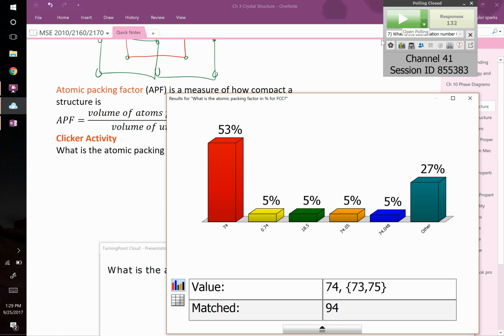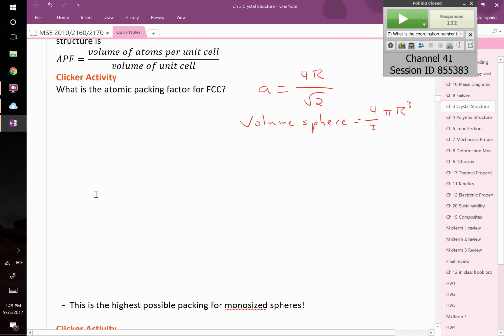Okay, the answer is 74. So 74% is correct. These are correct. This one's just off. You need to turn it into a percent. So where did this come from? Again, the volume of atoms, there's 4 atoms we just decided. So 4 atoms multiplied by the volume of atom, which is 4/3 pi r cubed. Divide this by the volume of the unit cell, which would be a cubed.